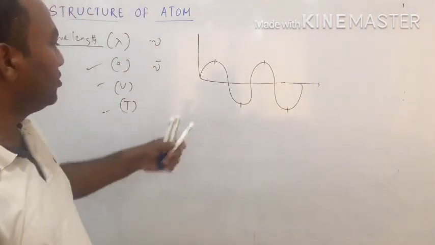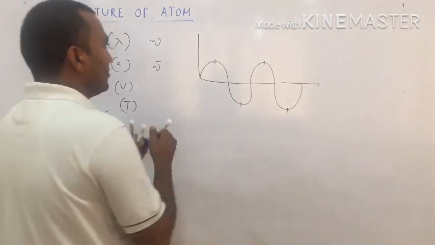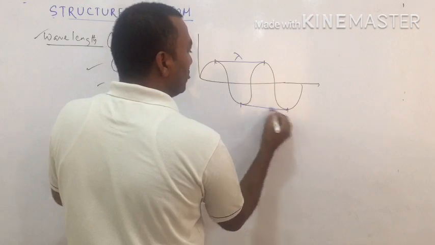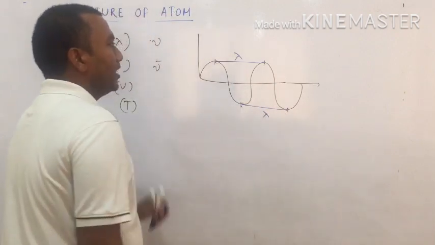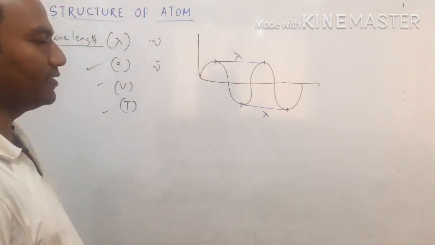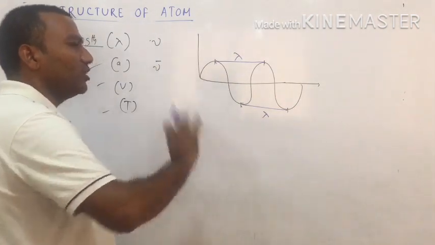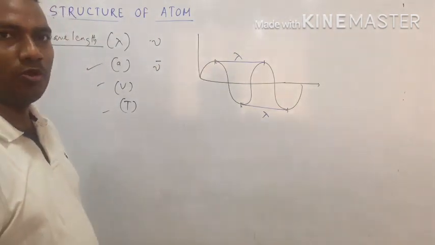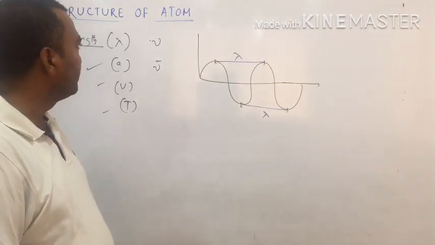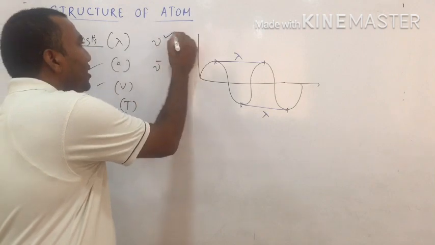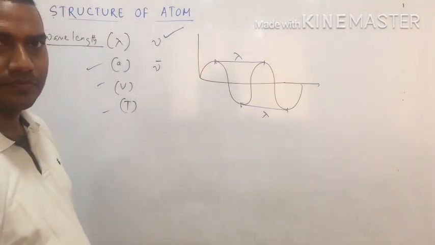Wavelength is the smallest distance between two consecutive crests or two consecutive troughs. This is known as wavelength, or lambda. The SI unit is meter, but wavelength is usually expressed in nanometer, picometer, etc. Clear? Then the next term: what is the meaning of frequency?